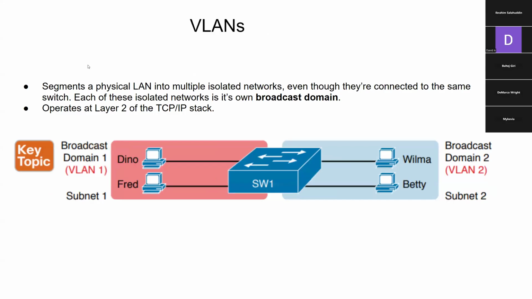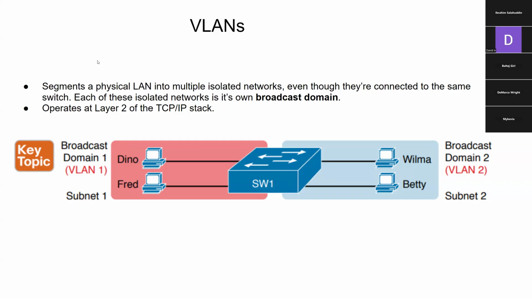All right, so now let's move on to VLANs, right? What a VLAN does is it segments a physical LAN into multiple isolated networks, even though they're connected to the same switch, right? Each of these isolated networks is its own broadcast domain. This also operates at layer two of the TCP/IP stack, or also layer two of the OSI model. Let's take a look at the photo here.